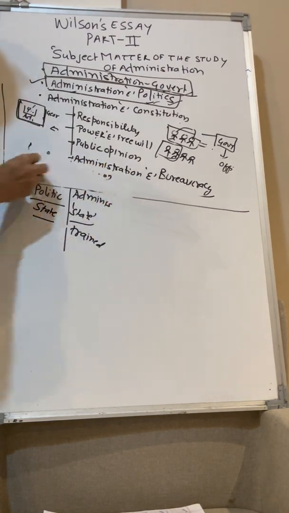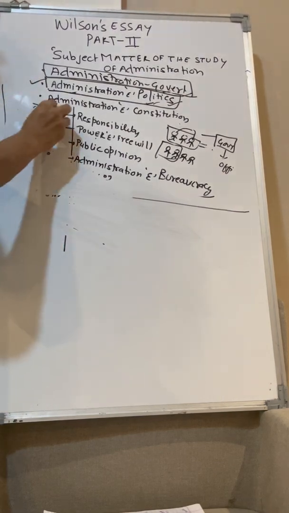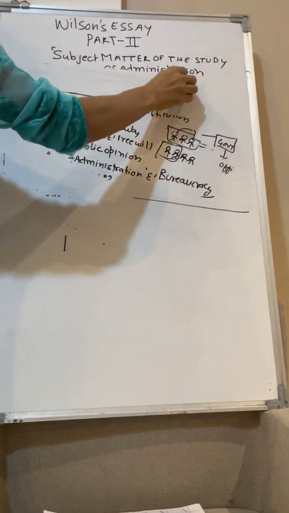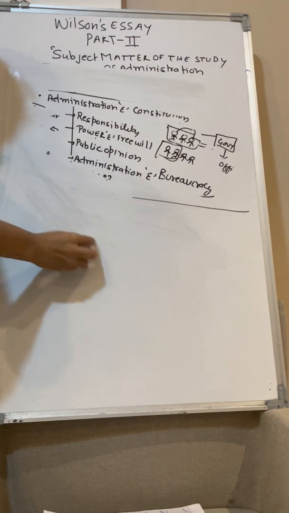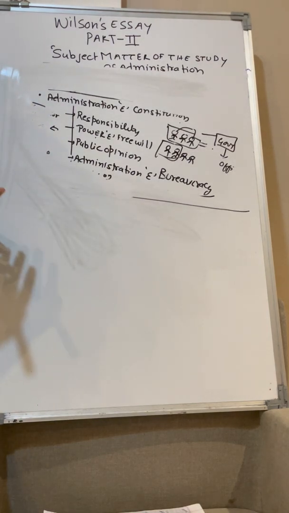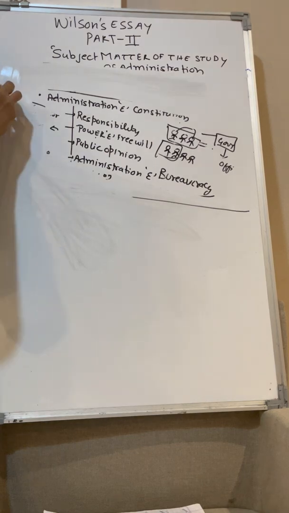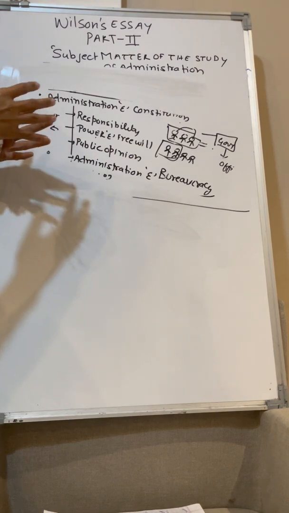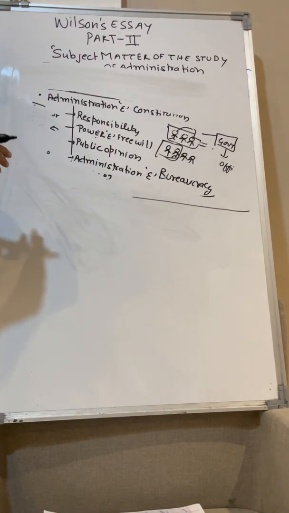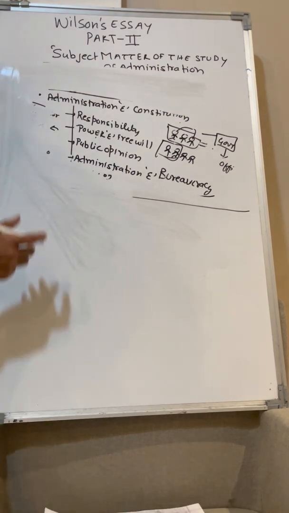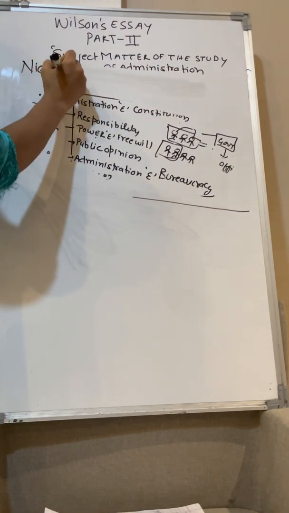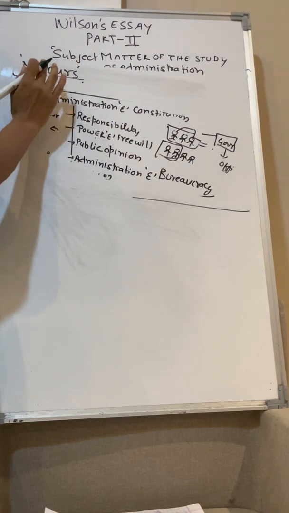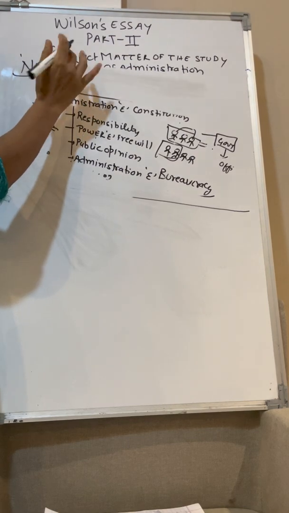Now coming to the very interesting part of the essay, that is the difference between the administration and the constitution. Wilson himself accepts the fact that it is very confusing. The difference between what is the boundary of constitution and what is the boundary of administration can be a little confusing, because then he takes the example by Niebuhr. I don't know how to pronounce this, so I'm just writing the spelling.